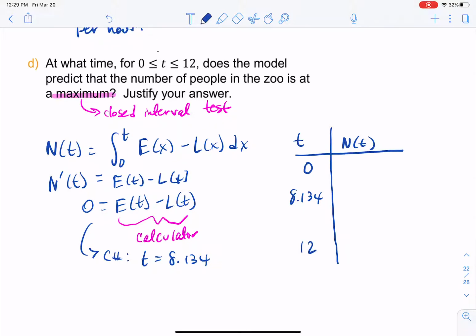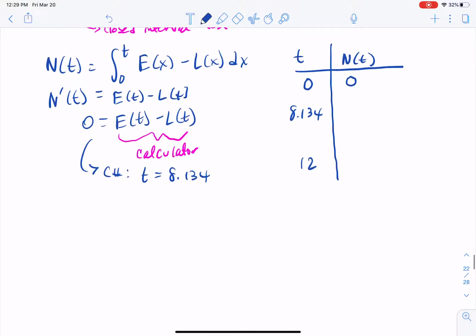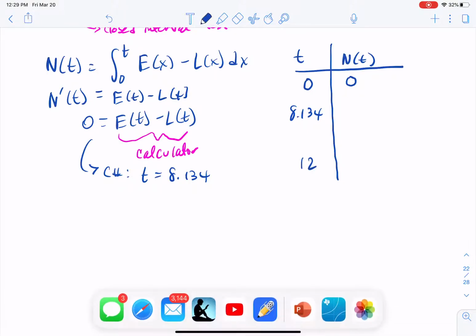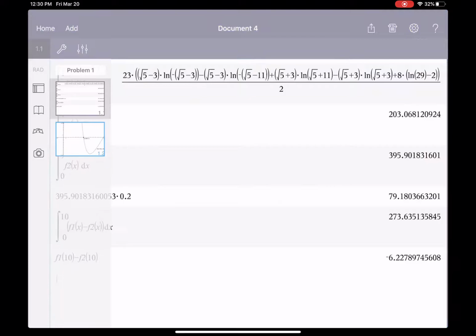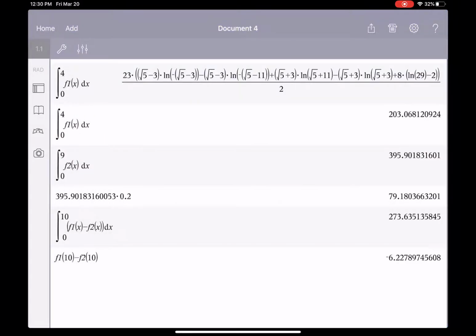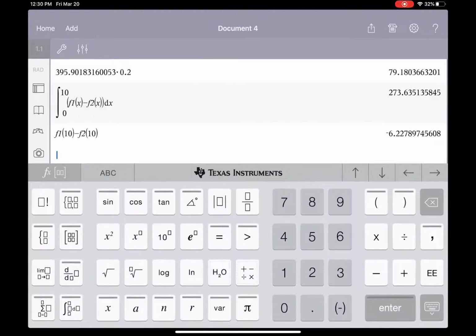Okay, so we know the answer to the first one. It's 0. There were no people in the park whenever it opened, except for the lion tamers. All right, and then for the next part, what we're going to do is go straight up to the calculator, window picker, go up to the calculator. And now remember, I have a new function in there. It's f sub 3, and f sub 3 already does the subtraction part for me, so I'm going to use that one.